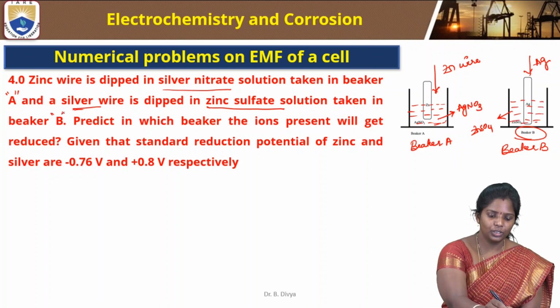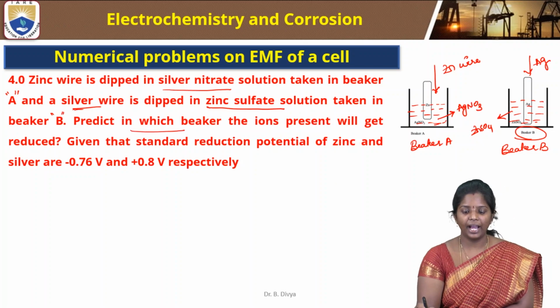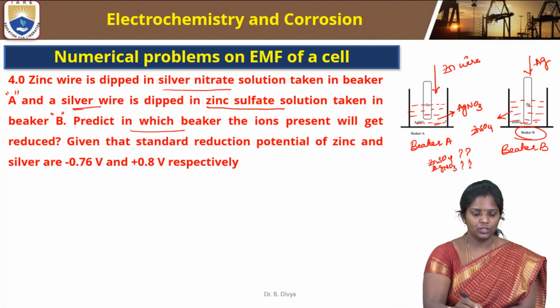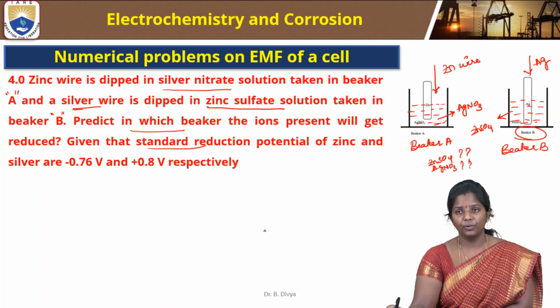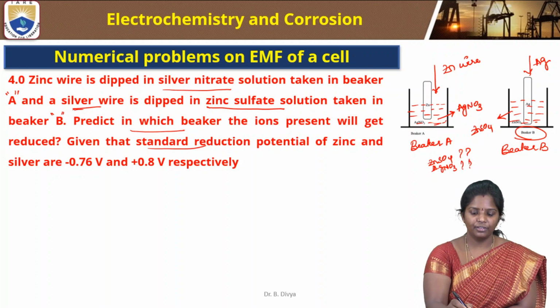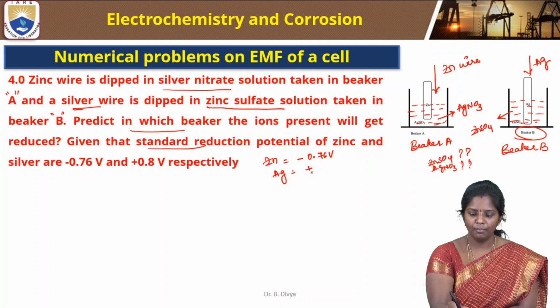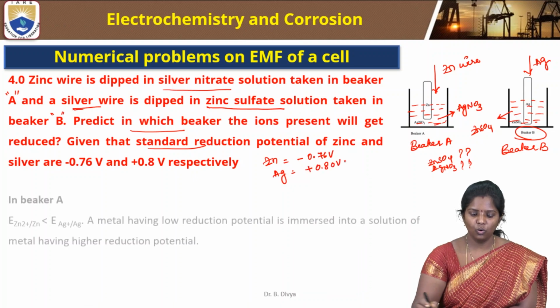Now what we have to do here? Predict in which beaker the ions present will get reduced. So we have to predict the reaction, whether the ZnSO4 will get reduced or AgNO3 will get reduced. Given that the standard reduction potentials for zinc and silver are, for zinc minus 0.76 volt and for silver plus 0.80 volt.